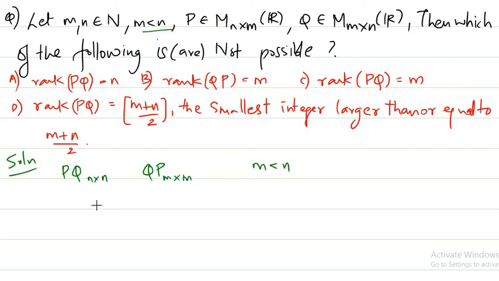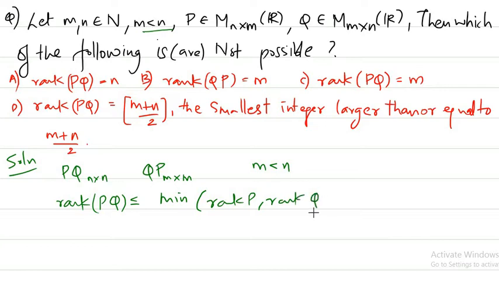We have this property that the rank of PQ is less than or equal to what? We have one result. What is the result? The minimum of the rank of P and the rank of Q, right? So what is the maximum rank we can have for P? You can see m is less than n, so for an m by n matrix with m less than n, what is the maximum rank? It is equal to the minimum of m and n, right?